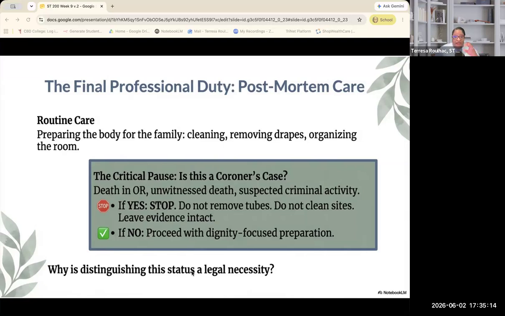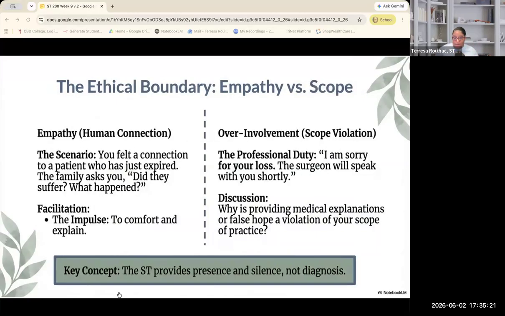And with that, this is why that distinction defines how we act, how we move, how we respect our patients. Okay? Now, this is one of the hardest moments you may encounter. Trust me. And you may go through your entire career without having experienced that, and that's excellent too. It's also going to depend on what shift, where you work, the hospital. So let's say a patient has expired. The family looks at you and asks, did they suffer? What happened?